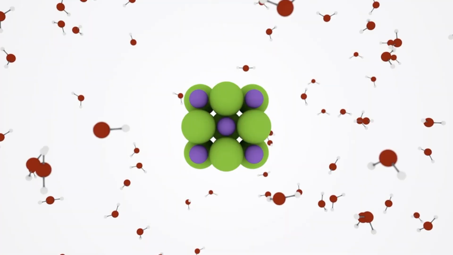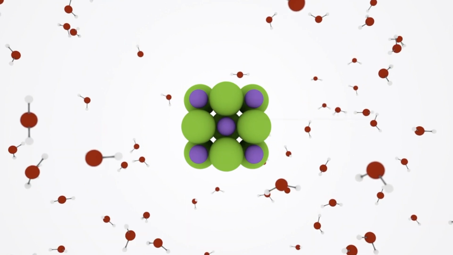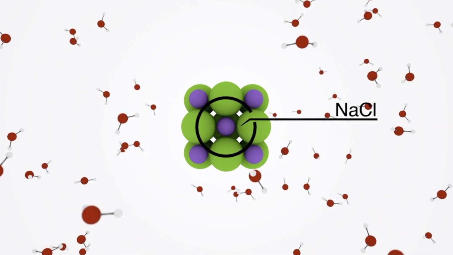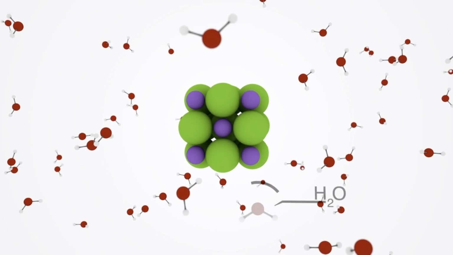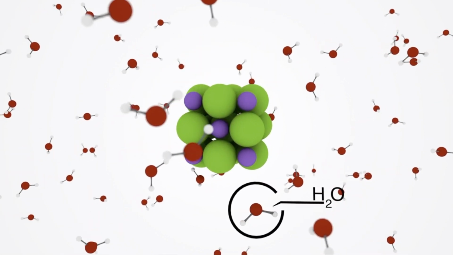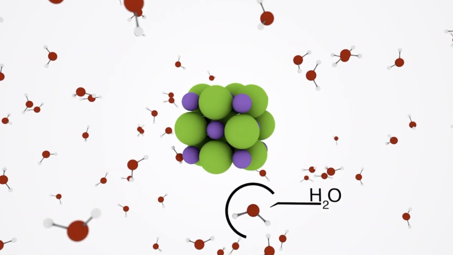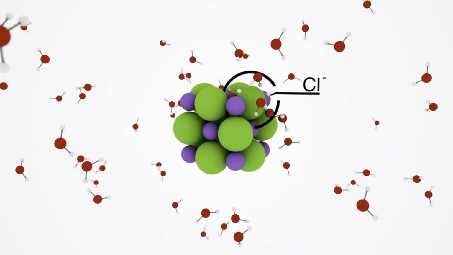So here we're going to show an animation of salt dissolving in water. All right, so as you can see, we have a crystal lattice of salt. This is table salt, NaCl. Now it's got a crystal lattice because it's got those alternating positive and negative ions again. Now the green ions are chloride ions, they're negatively charged.